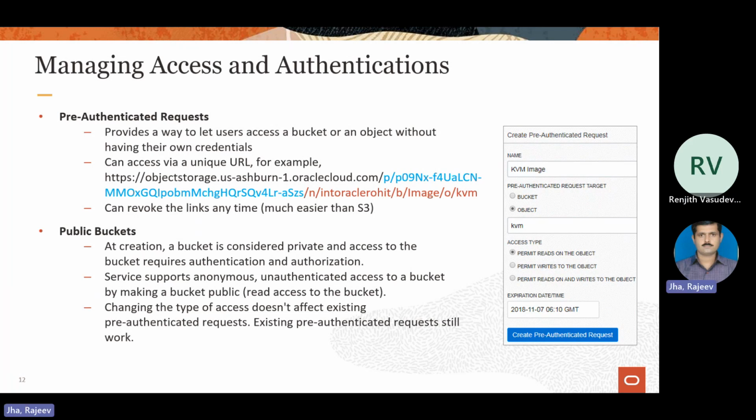Now, pre-authenticated request. That means it provides you a way to access the bucket object without having your own credential. So that is the pre-authorized request you can do. Like, I want some users to directly access my data and I don't want authentication, so in that case you can do it. Whenever you are defining it, you can decide what access type you want. So permit read on the object, or permit read and write both, or only write. Got it? So during the creation of the pre-authorized request, you can decide which users, what privilege I want to give them.